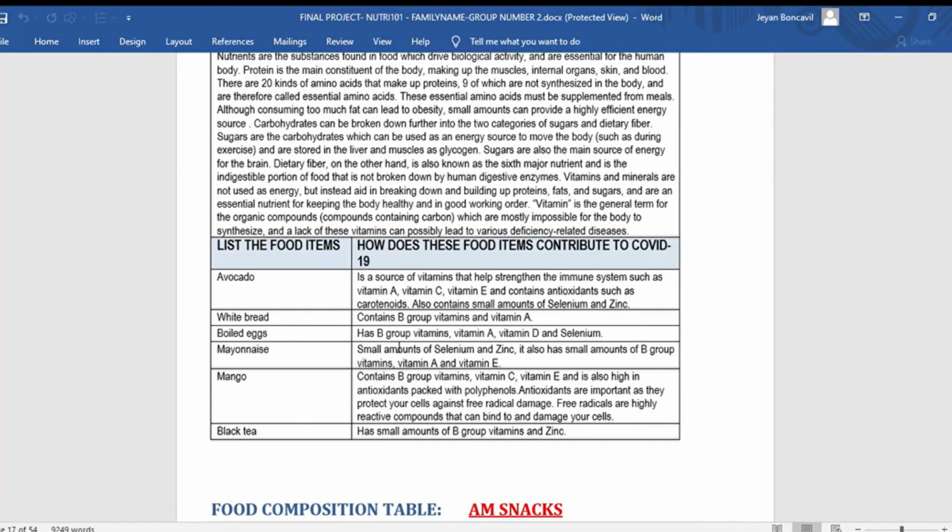Mayonnaise has small amounts of selenium and zinc. It also has small amounts of B group vitamins, vitamin A, and vitamin E. Mango contains B group vitamins, vitamin C, vitamin E, and is also high in antioxidants and packed with polyphenols. Antioxidants are important as they protect your cells against free radical damage. Free radicals are highly reactive compounds that can bind and damage your cells. And for black tea, it has small amounts of B group vitamins and zinc.